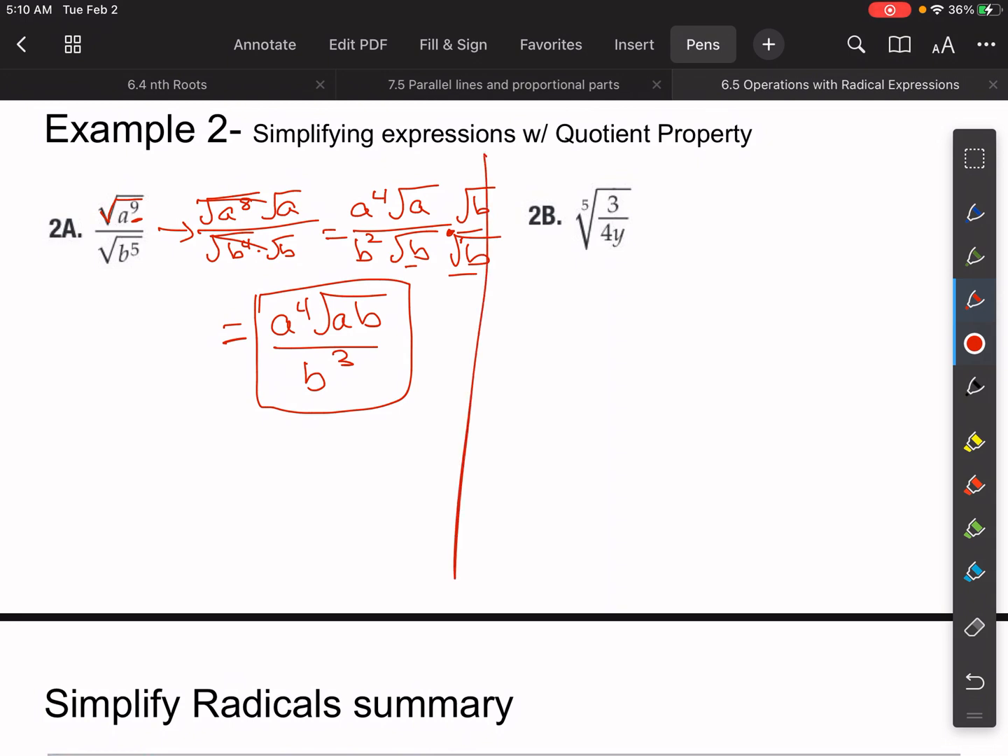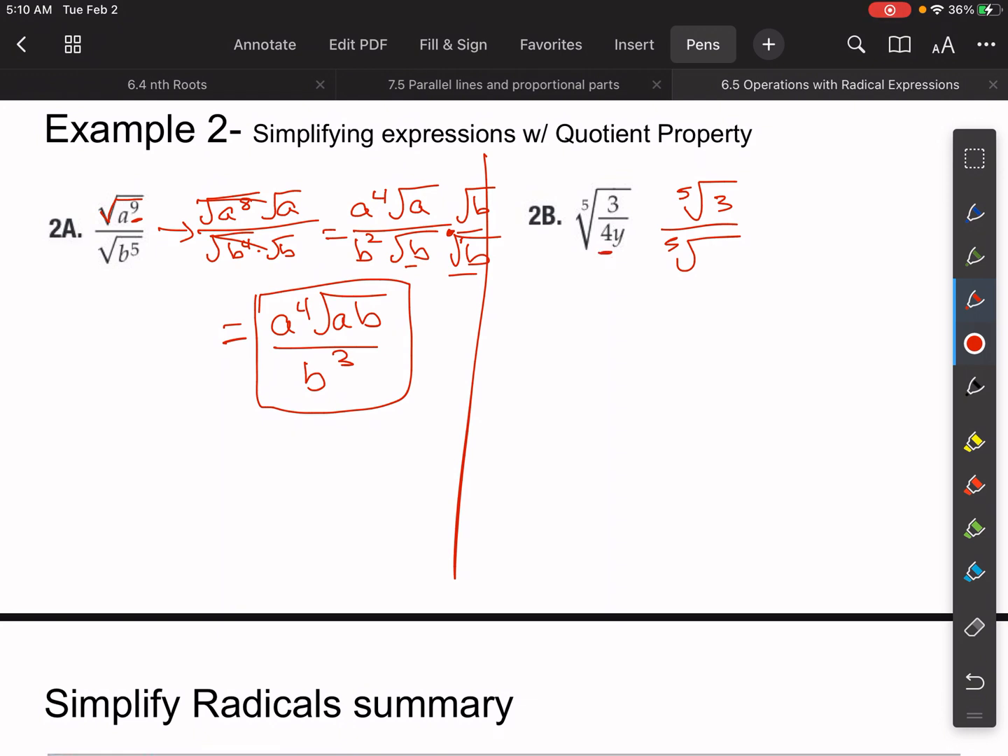Okay, so there's the answer to 2a. 2b is a little bit more complicated, so pay close attention here. So this is the fifth root, right? So for this one, we have the fifth root of 3 over the fifth root of, well, okay, so here's where I'm going to show you this. We have 4 here, right?